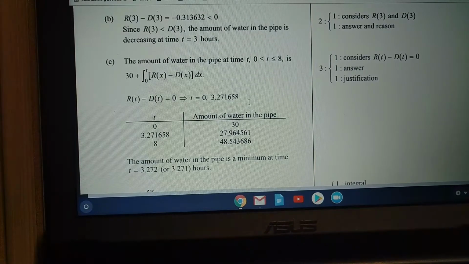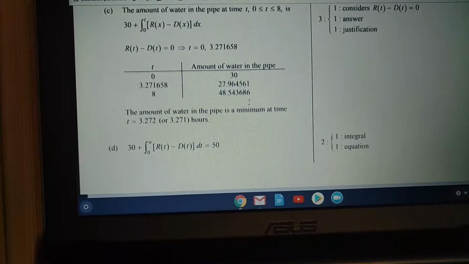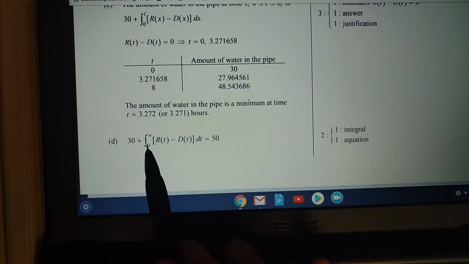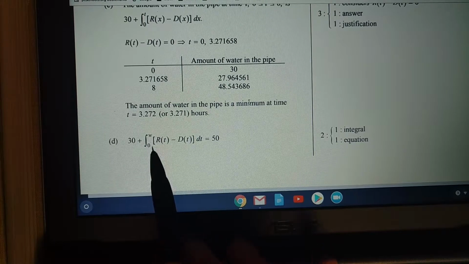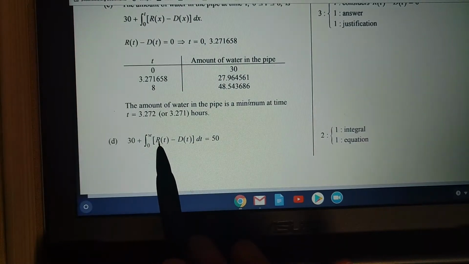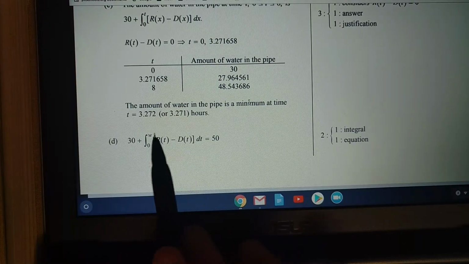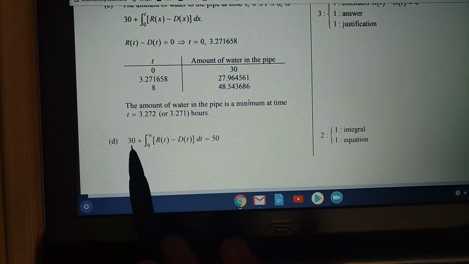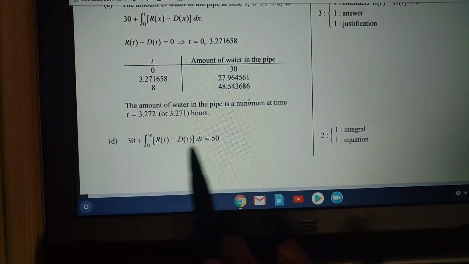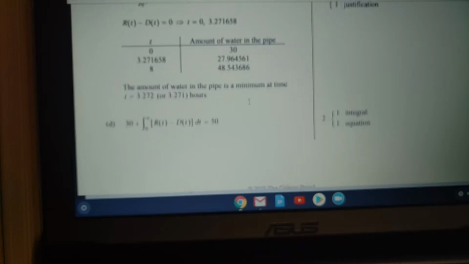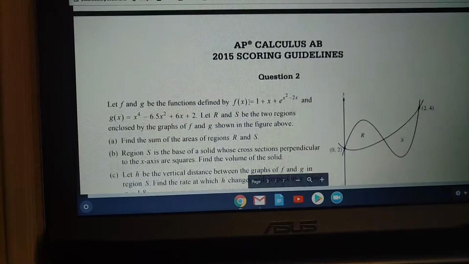So that's 3 points. And finally, 2 points for the last one. If you know to integrate, your integral needs to be going from 0 to w, or 0 to x, or whatever variable you pick there. And you must integrate the difference of the two functions. If you do that, you get 1 point. If you know that you have to start with your 30 and set it equal to 50 and you do that, you get the second point for your full equation. Okay, score that out of 9 and write that score with that problem, and let's move on to problem 2.